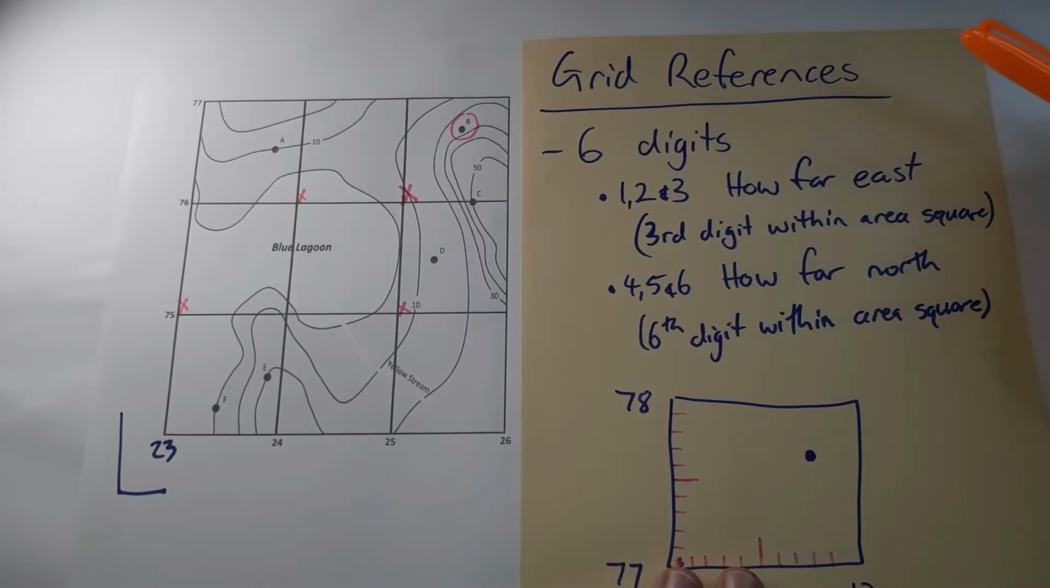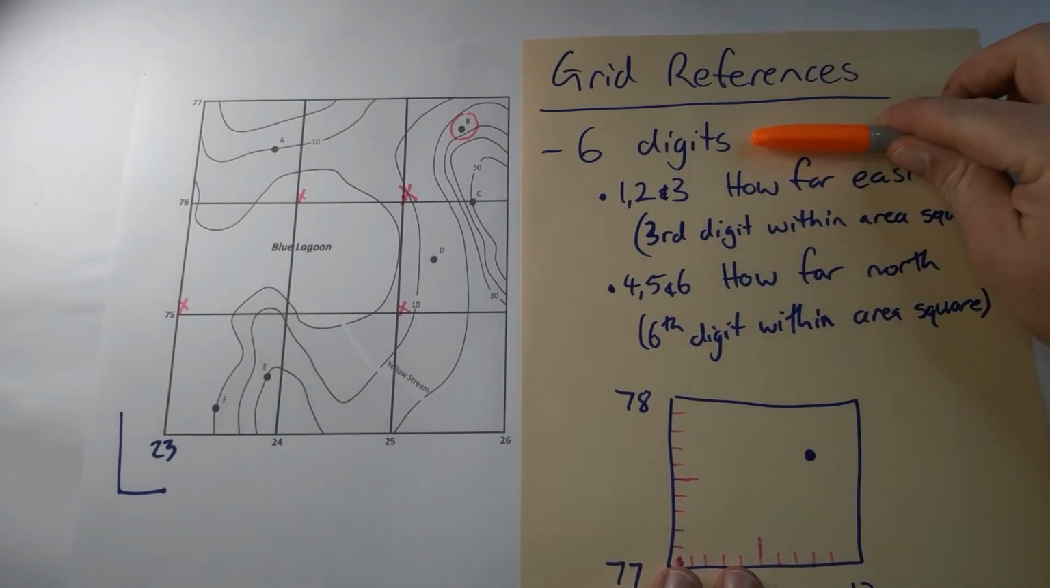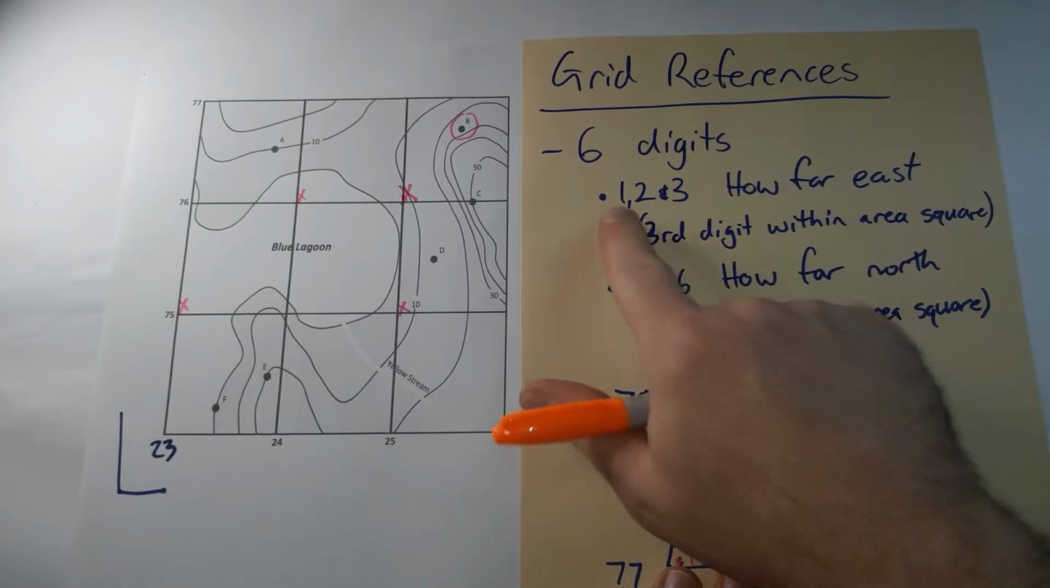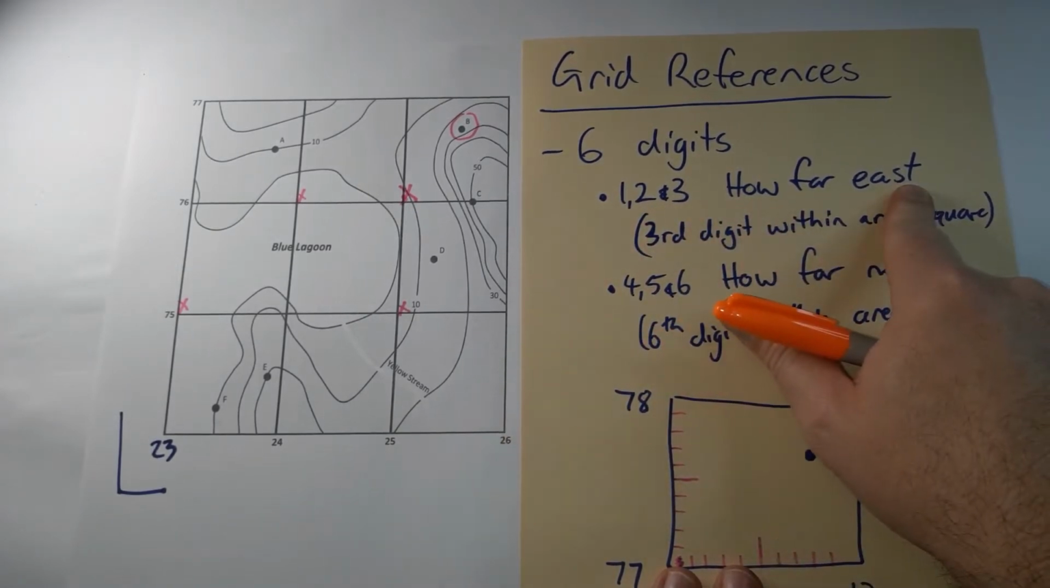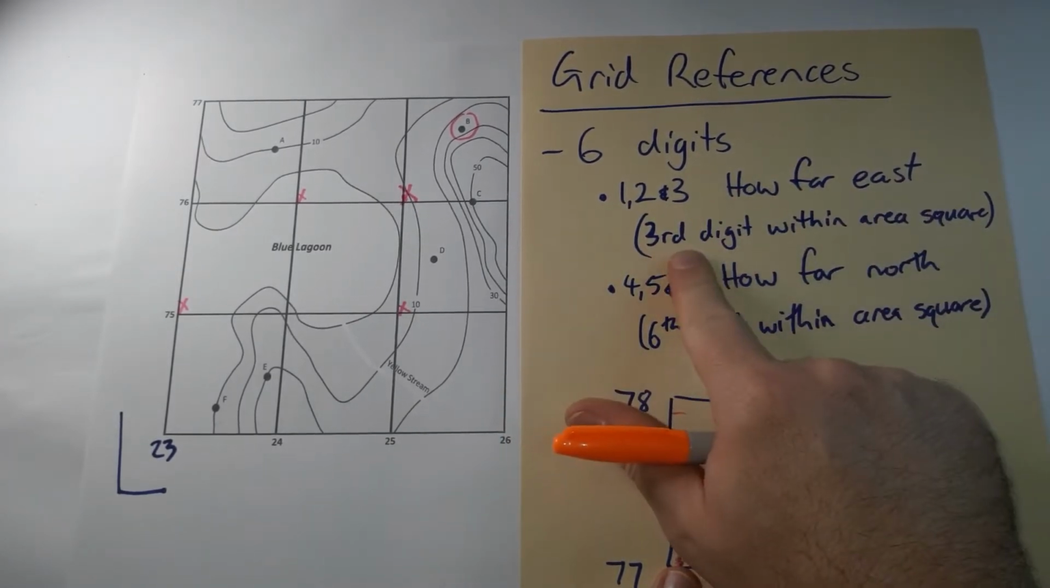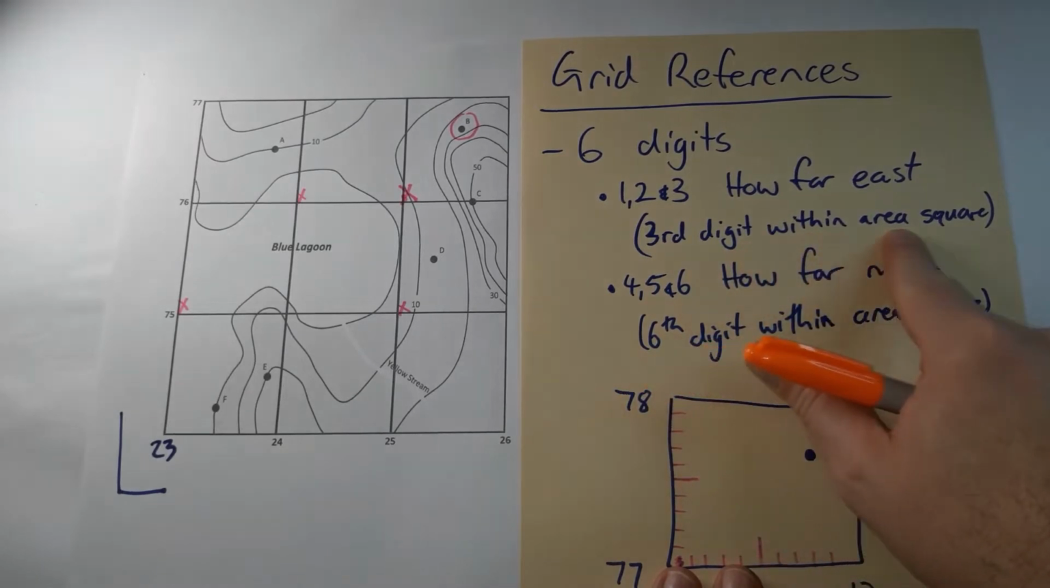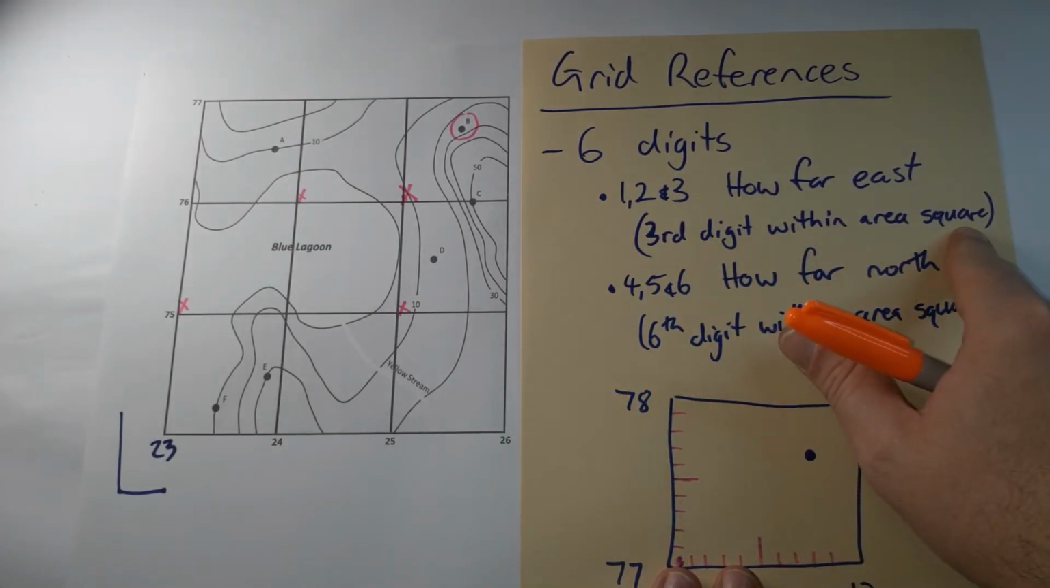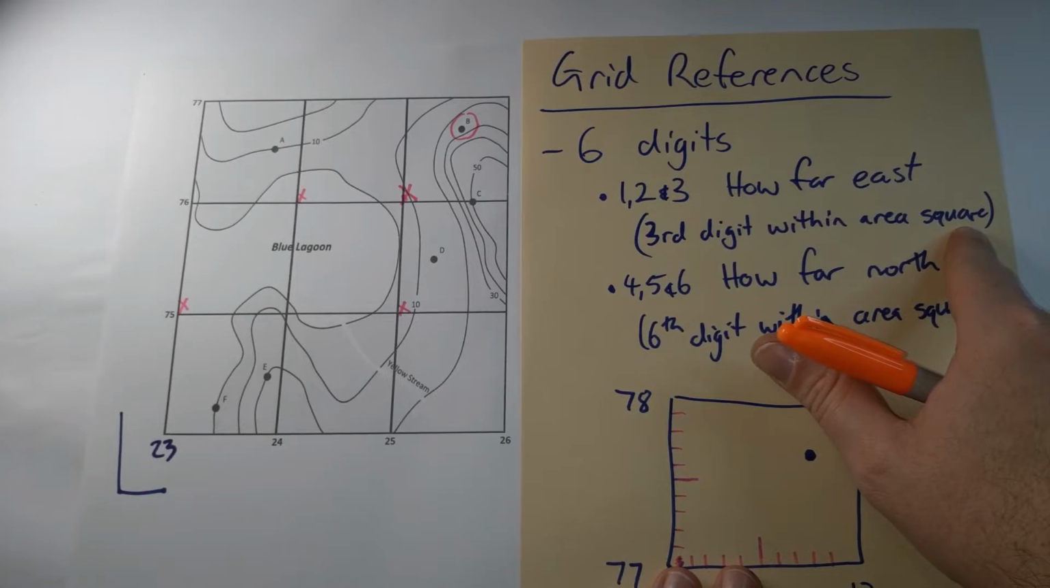Well, it's essentially an area reference with a bit more detail. So it's got 6 digits, not just 4. The first 3 digits tell us how far east we move on the map, with the third digit telling us how far within the area square we move east. That'll make a bit more sense in a moment.